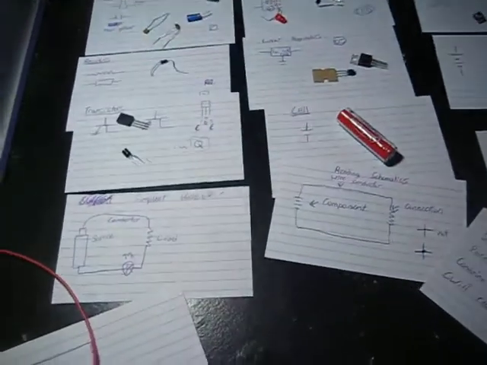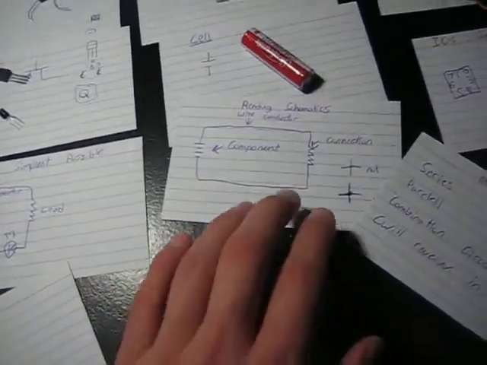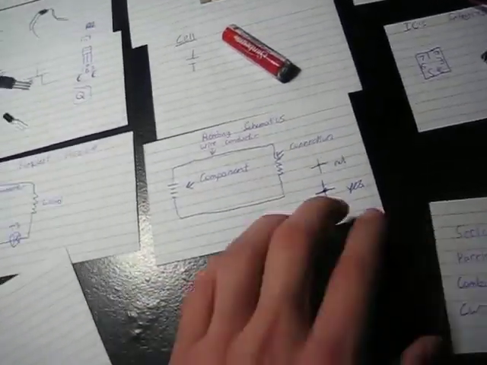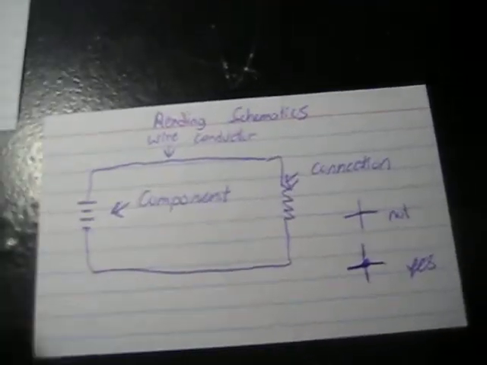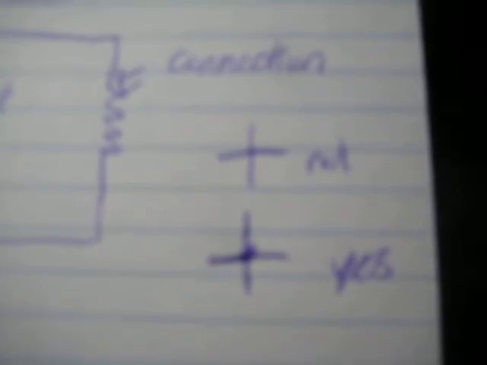Okay, so now that you know the basic parts that we're going to show you, as we go farther and farther on, you're going to see connections start crossing one another. So if you see a dot where they cross, it means they're connected. If not, then don't bother connecting them.